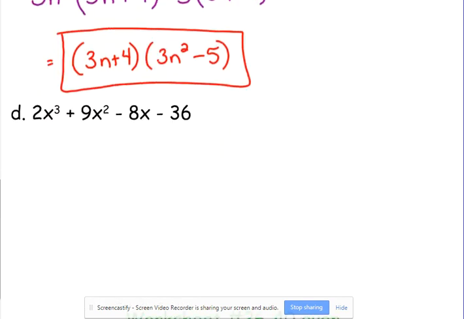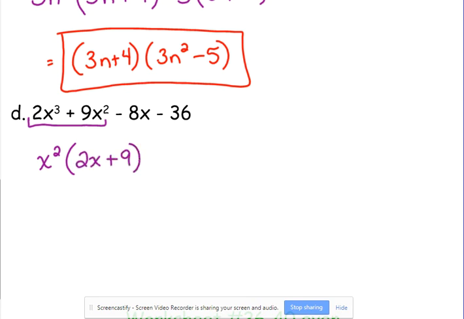Okay, one more. D, 2x cubed and 9x squared. What can we take out of those? 2x cubed and 9x squared. What can we factor out there? Just an x squared, okay? Now, it doesn't happen a lot, but there are some occurrences where there's no numeric GCF. It's just the variable. So we're left with 2x plus 9.